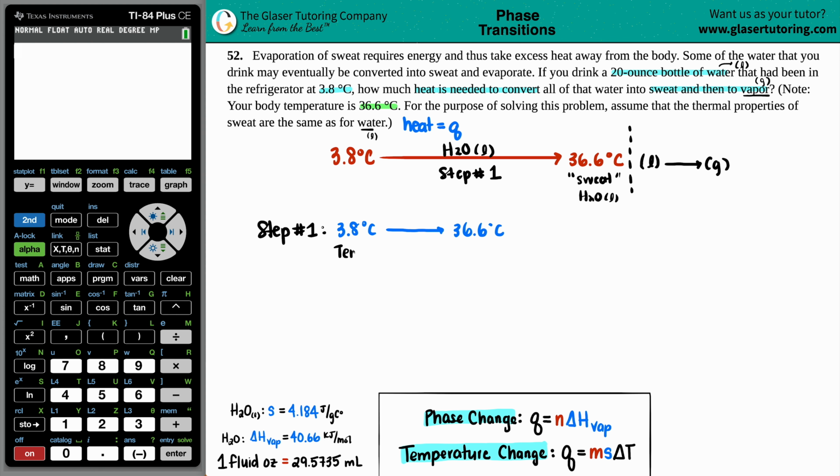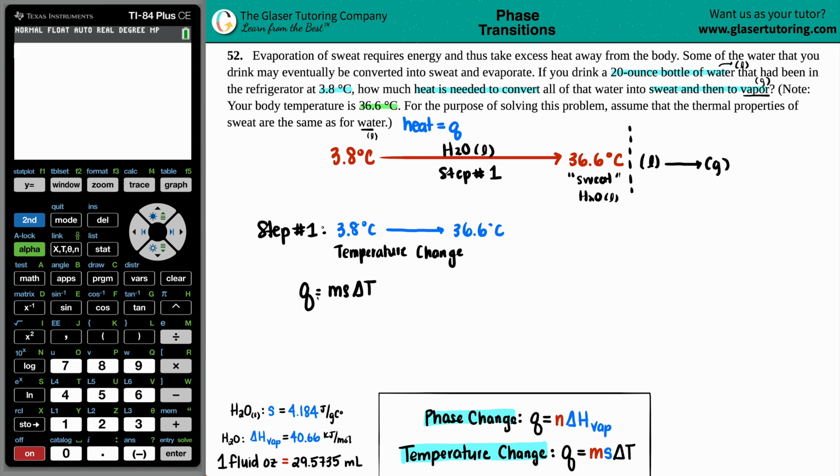Yeah, this is a temperature change. And for a temperature change, you're always going to use Q equals ms delta T, or you could use Q equals mc delta T. Preference, it's up to you. I just like to use S because S is for specific heat. Doesn't matter though. Q equals ms delta T.